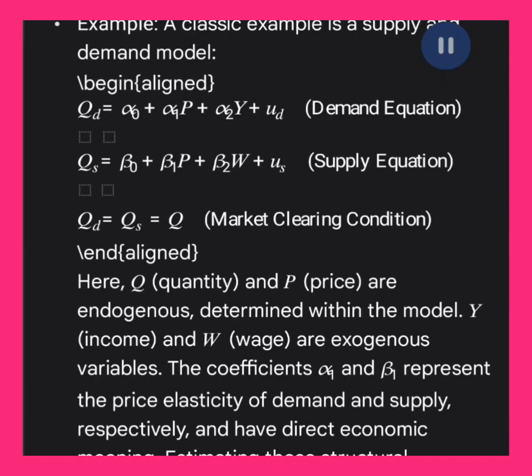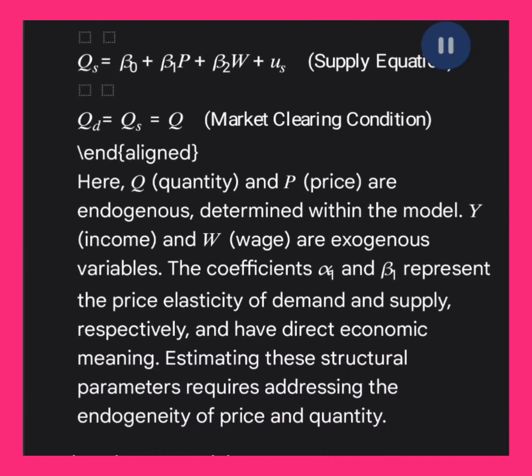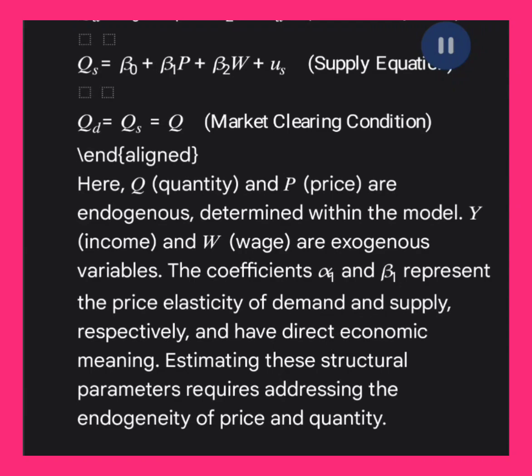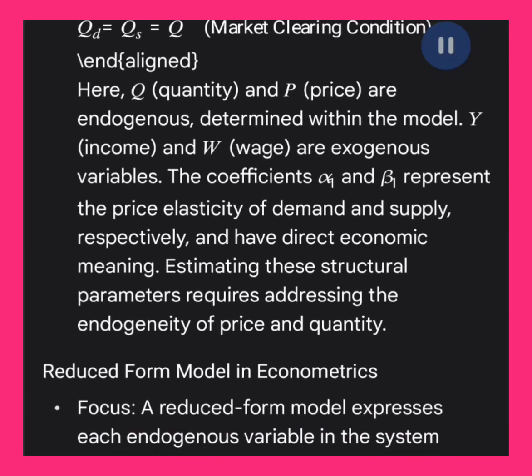Here, Q (quantity) and P (price) are endogenous, determined within the model. Y (income) and W (wage) are exogenous variables. The coefficients α_1 and β_1 represent the price elasticity of demand and supply, respectively, and have direct economic meaning. Estimating these structural parameters requires addressing the endogeneity of price and quantity.